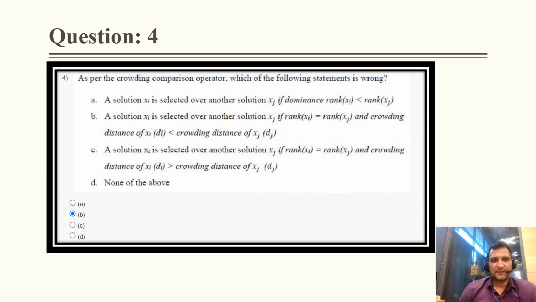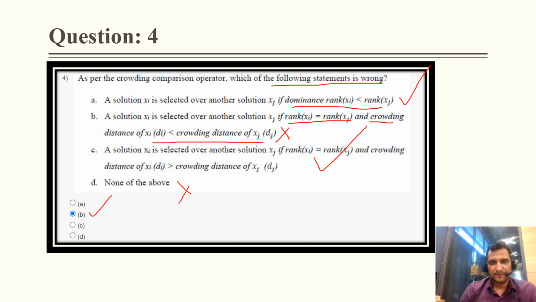Question number 4. As per the crowding comparison operator, which of the following statements is wrong? We have to find out the wrong statement. A solution xi is selected over another solution xj if its dominance rank is lower; this statement is correct. A solution xi is selected over xj if the ranks are equal and the crowding distance is less than the crowding distance of xj; this option is incorrect. Option 3 is correct, and none of the others will be incorrect. Therefore the incorrect statement for question number 4 is option B.